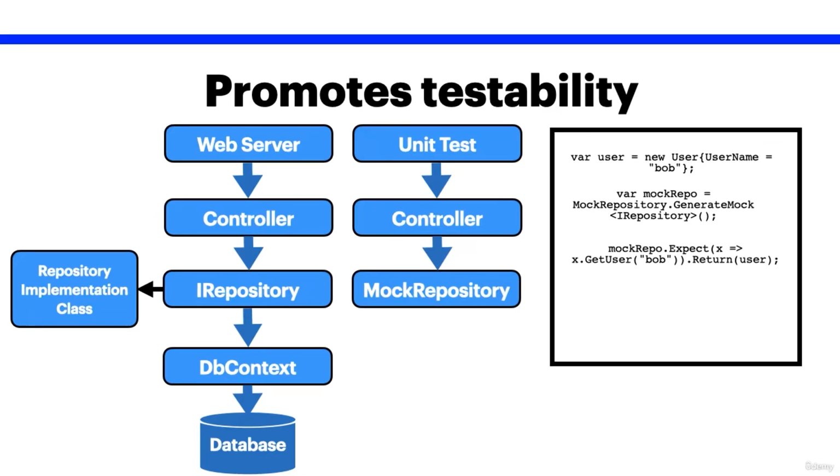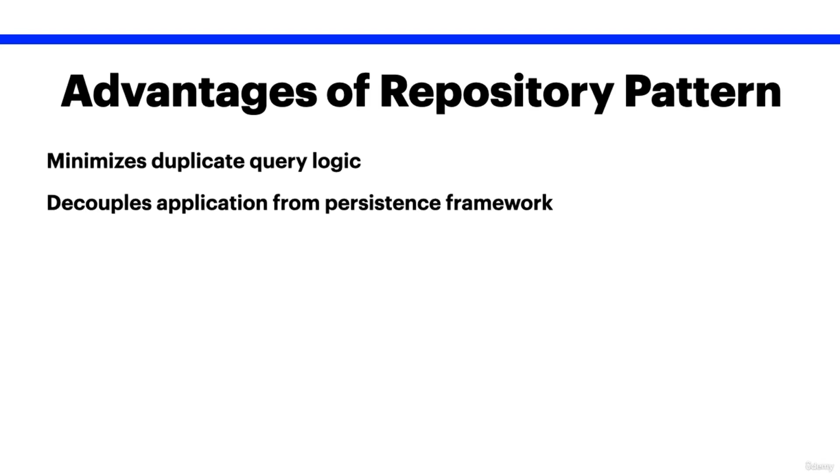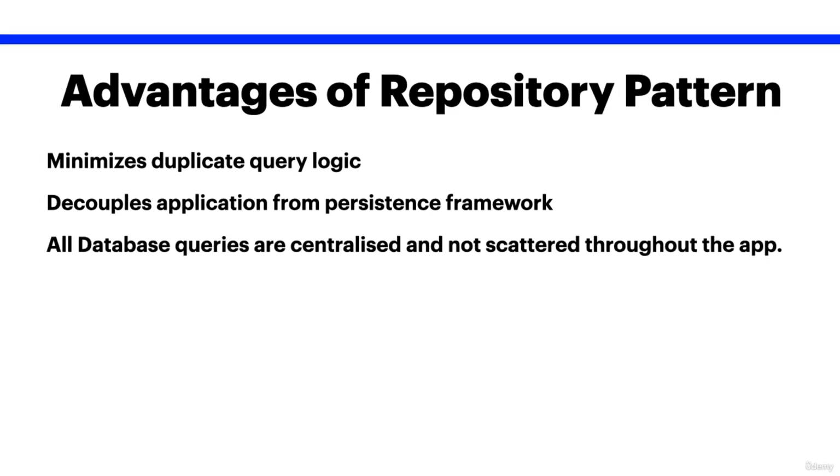So those are the main reasons for using this particular pattern, and if we just take a look at its advantages, it minimizes duplicate query logic. It decouples our application from the persistence framework, and some would say that Entity Framework already does that, and that is correct. What Entity Framework doesn't do for us though is decentralize our queries. The repository pattern does allow us to do this, and our query logic is not going to be scattered throughout our application. It also allows us to change the object relational mapper easily. And the asterisk is there because nobody ever changes their object relational mapper. I've added it in as it's something that we could do, but it's not something that anybody actually does.